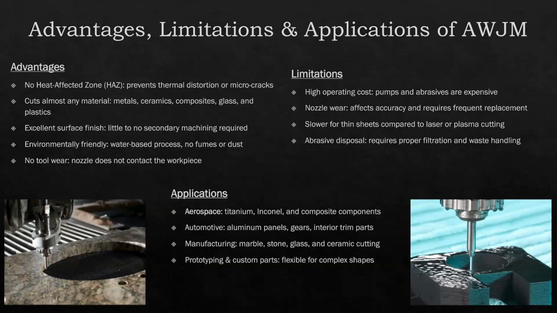And then to wrap everything up, we will talk about the advantages, limitations, and applications of this process. One of the biggest advantages of abrasive water jet machining is that, like I mentioned in the first slide, it's not heat affected, so the material properties stay intact. It can cut almost any type of material, metal, ceramics, composites, glass, and plastics, and it leaves a clean surface finish that usually doesn't need any extra machining afterwards.